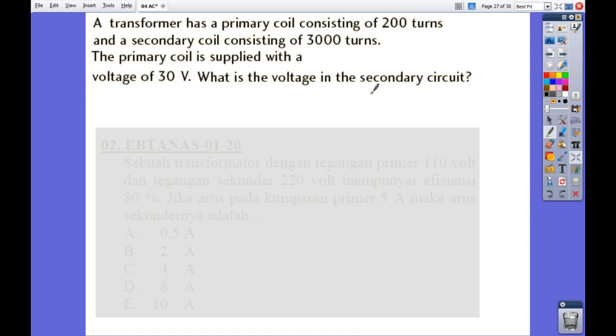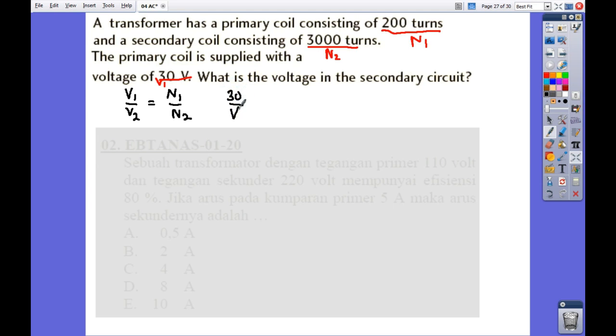So we assume that it is an ideal transformer, so that means we can find out by using this, V1 over V2 equal to N1 over N2. So what do we have here? This is the primary N1 and this is the secondary N2, and then this is the voltage of the first or primary coil. So we can now solve this.